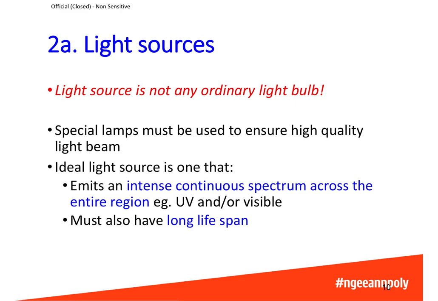The light source is not just any ordinary light bulb. Special lamps must be used in order to get a high quality light beam. An ideal light source for the spectrophotometer would be a light source that can emit an intense continuous spectrum across the entire region, meaning all the wavelengths in the UV and visible spectrum. The light source should also have a long lifespan.